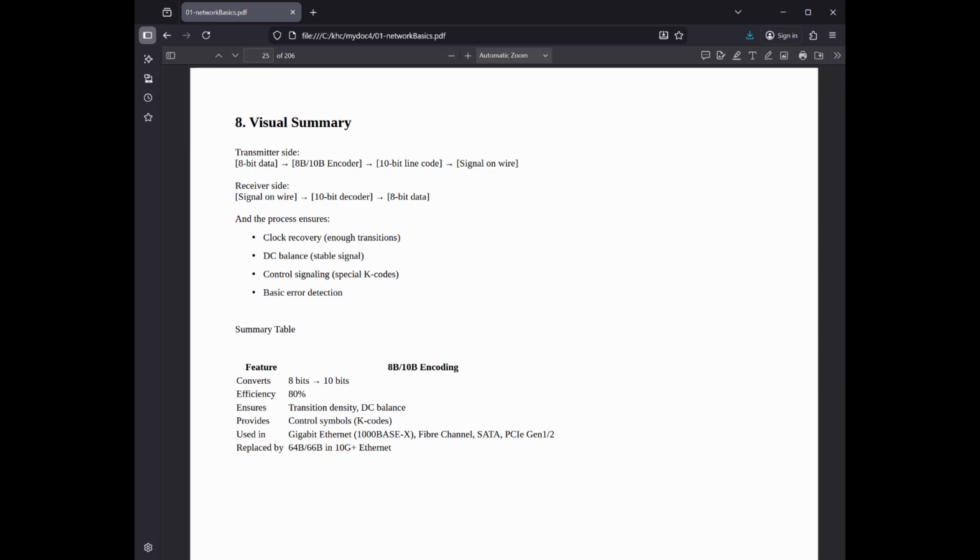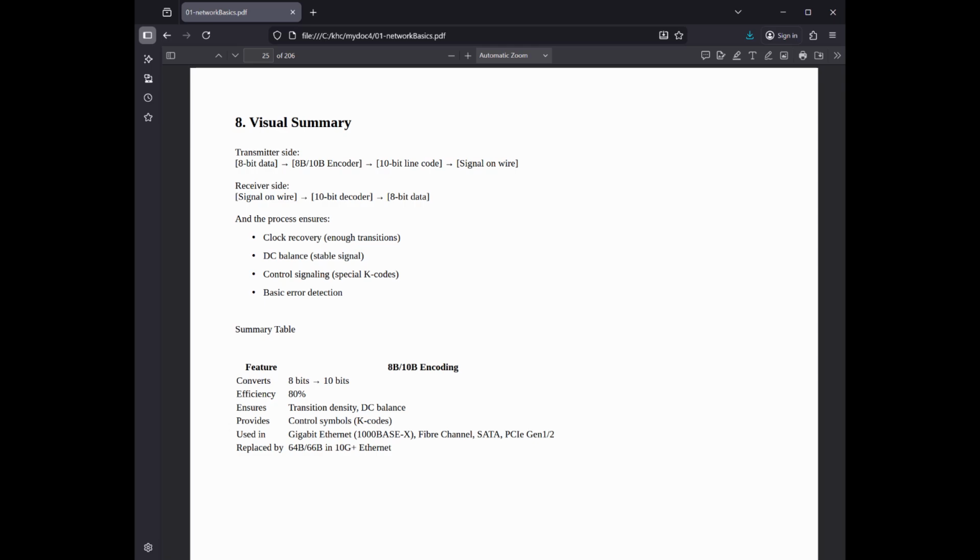What the transmitter does. The transmitter is responsible for converting the digital data provided by the upper layers into a robust electrical or optical signal suitable for transmission over the physical medium. 1. Encoding. It takes 8-bit data bytes, D symbols, or control information, K symbols, and uses a lookup table to convert them into corresponding 10-bit symbols. 2. Disparity control. It tracks the running disparity, RD, and dynamically selects between two possible 10-bit codes to maintain DC balance in the outgoing signal.